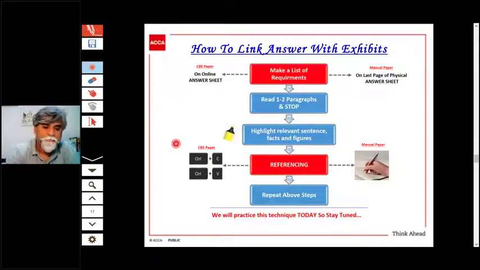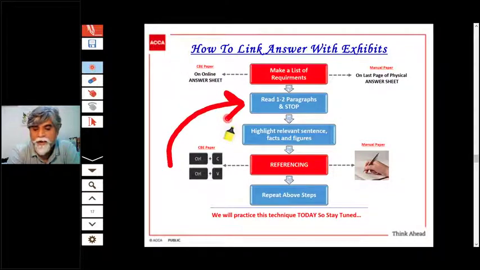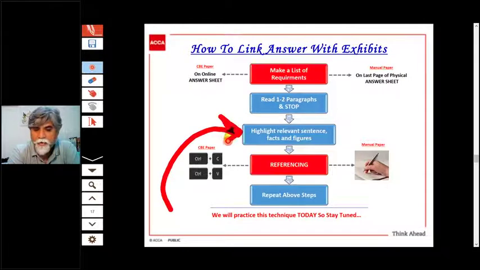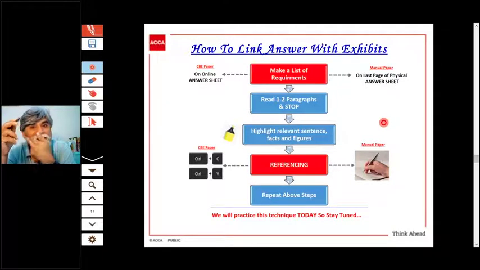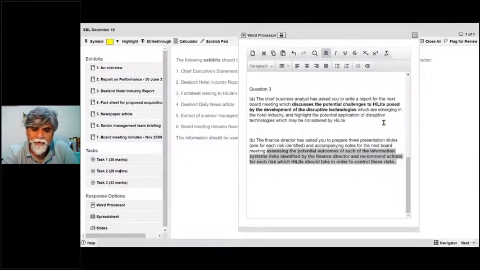Let's go back. Once you have made the list of requirements, then we will read 1 or 2 paragraphs. We can highlight all the key information or relevant information. And then the manual students, you will do the referencing. For example, you will write the question number in front of that paragraph. If you feel that this paragraph I can use in question number 2B, just write 2B. And how would you know you can use this in 2B? You have already made a list of requirements.